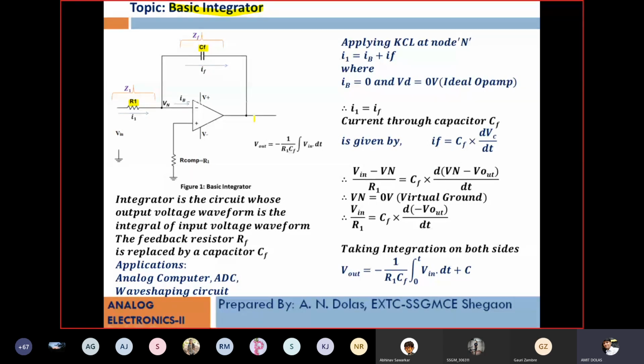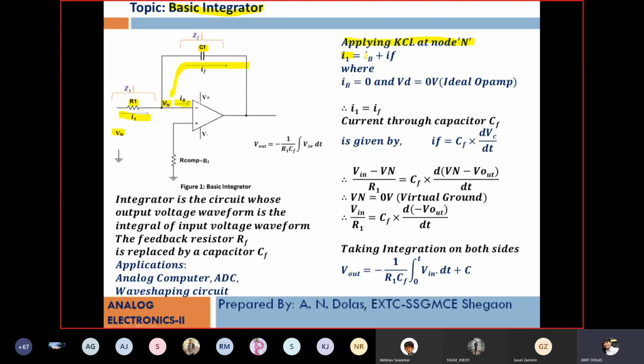CF is connected in the feedback, and I will apply KCL at node N, where the voltage Vn is. So how to write KCL? I1 is the current generated by input Vin, moving towards node N. Then the current divides into two currents: IB going into the terminal, and another current IF.